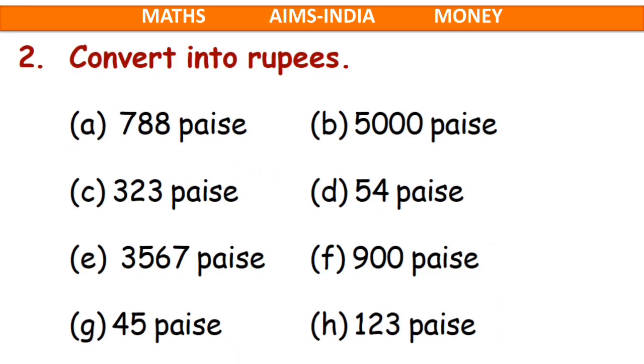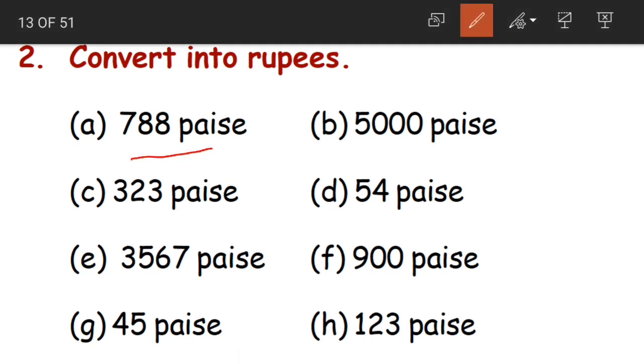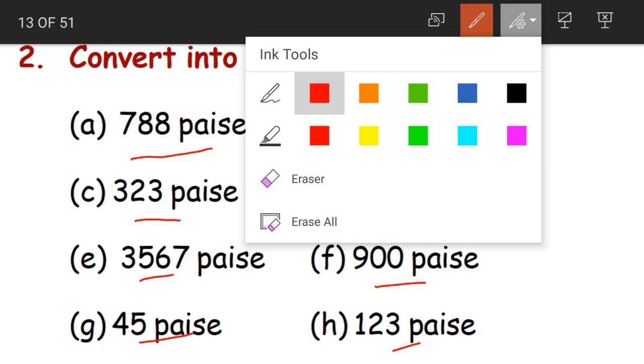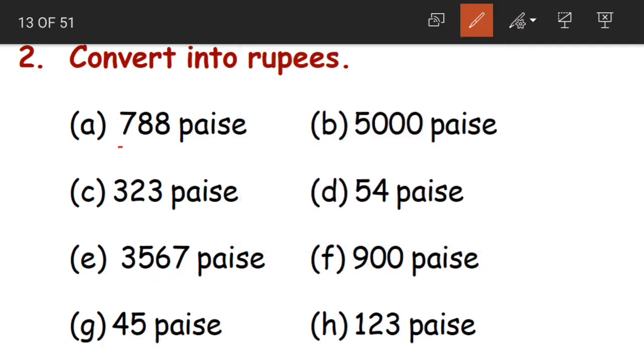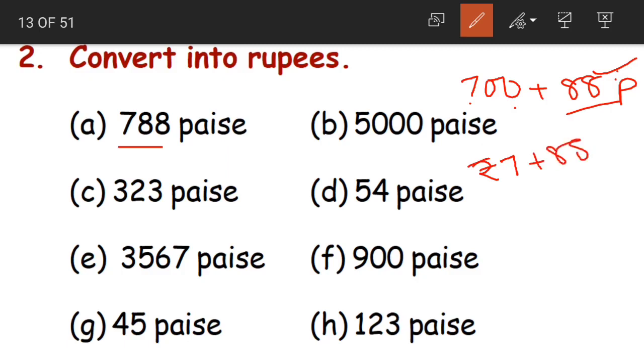Next, convert the following into rupees. Now all of these are our paise. We have to convert them into rupees. If you look at the first one, 788 paise. 700 plus 88 paise. 88, let us write it as it is. It is to be left as it is. 700 becomes 7 rupees plus 88 paise. We have 7 rupees and 88 paise.